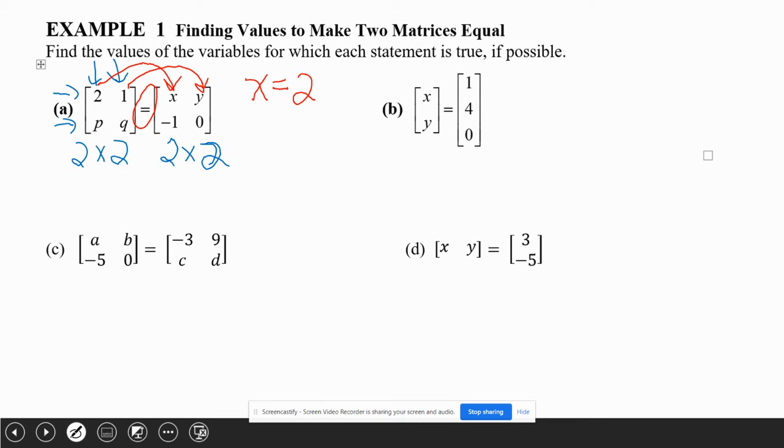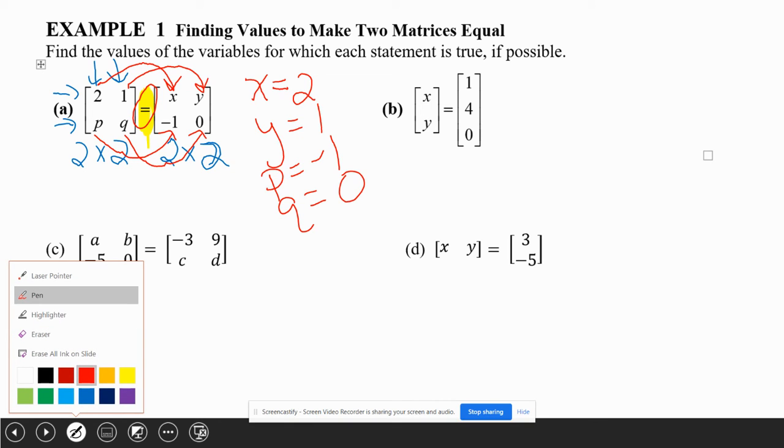This 1 has to equal y. So y is equal to 1. P is in the same spot as that -1. So P is equal to -1. And Q is in the same spot as 0. So Q is equal to 0. And that would make both of these matrices exactly the same. And again, that's because of this equal sign in the middle. The equal sign in the middle says that corresponding pieces have to be the exact same.